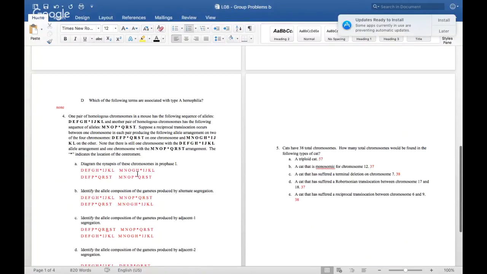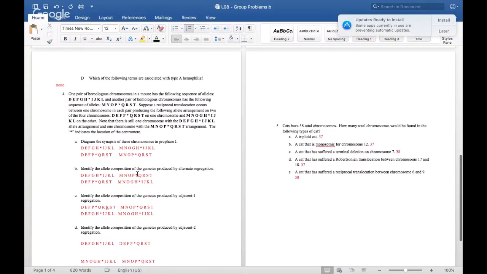So for 4, diagram of synapsis of these chromosomes in prophase 1. What you're going to do is line them up, and then you're going to do a cross between them. So you pretty much have an X between the top and the bottom lines. And then for B, you're going to identify the allele composition of gametes produced by the alternate segregation. And so that would be the top and the bottom. And you refer back to A on all of these. So you'll go the top line and the bottom line for both of them.